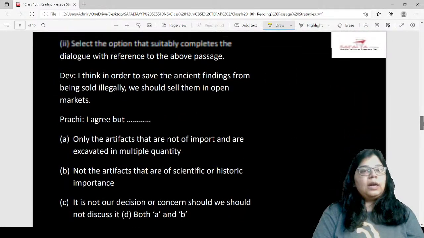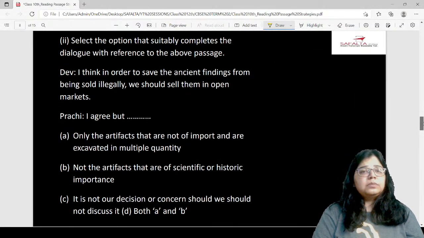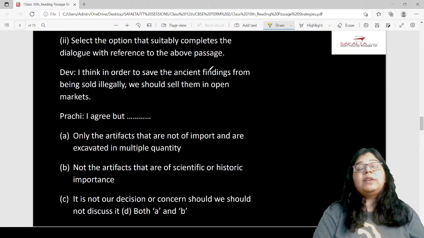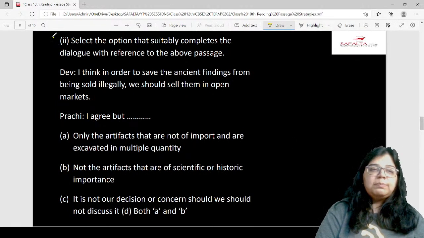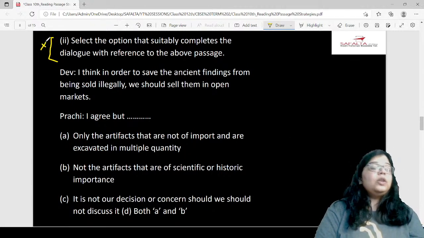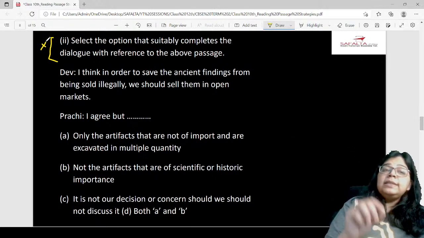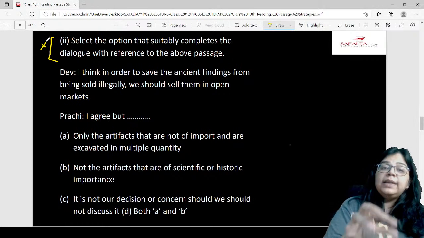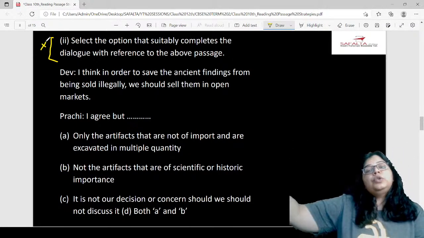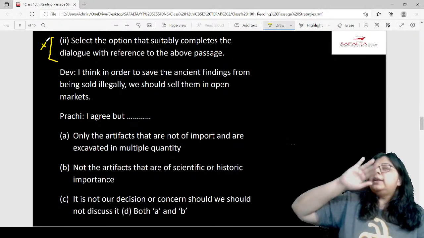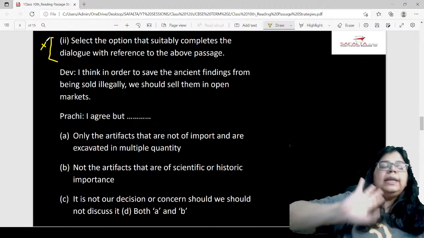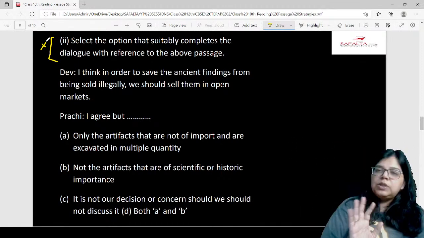And then the second one says, select the option that suitably completes the dialogue with reference to the above passage. Now, this question I am going to leave for now. Why? Because this is dialogue completion. You have to complete the dialogue suitably depending upon what you have read in the above passage. So until and unless I have given at least one reading, I am not going to touch this question. So this question is left out.